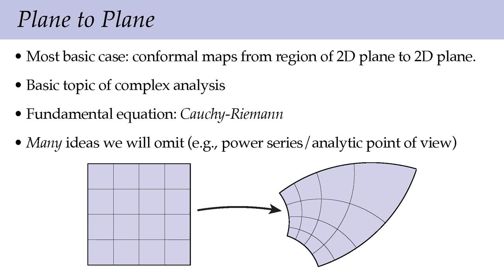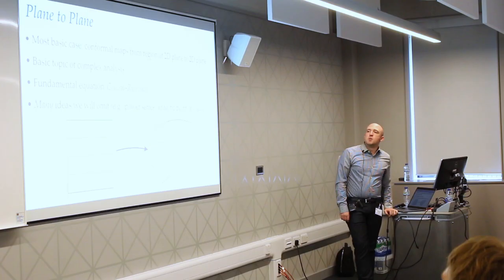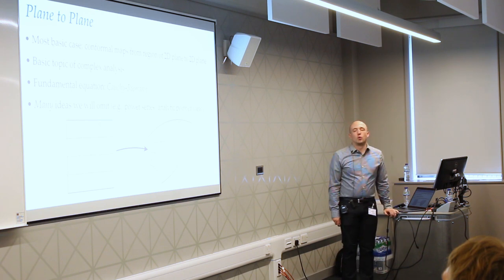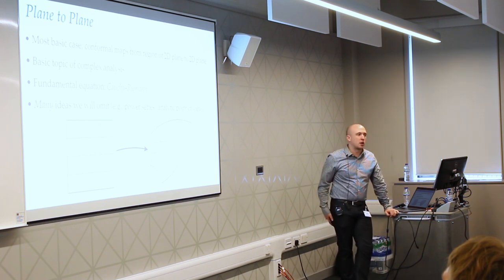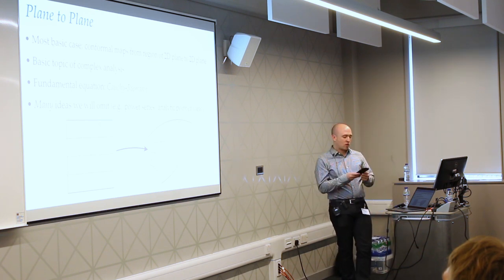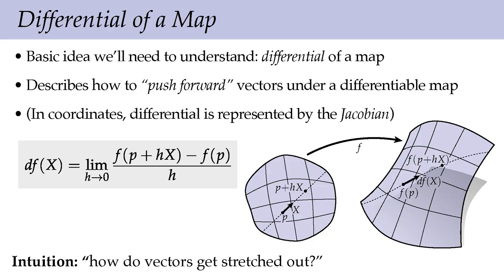The fundamental equation here is something called the Cauchy-Riemann equation, which says, what exactly do I precisely mean when I say angle preservation? There are lots of different viewpoints. We're actually going to see a lot of viewpoints today, but there's a lot that I'm going to omit, for instance Taylor series approximation and so forth. To really be able to talk about what I mean by angle preservation, we have to first talk about something called the differential of a map. Not a hard concept, but we do at least need to say it.